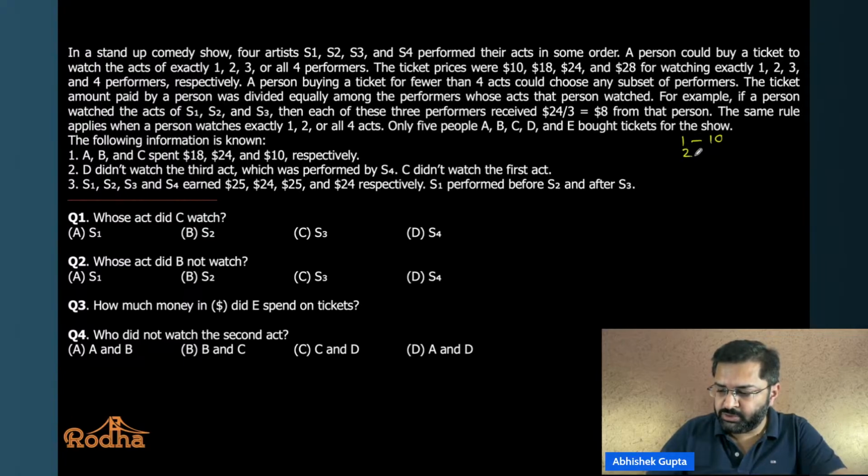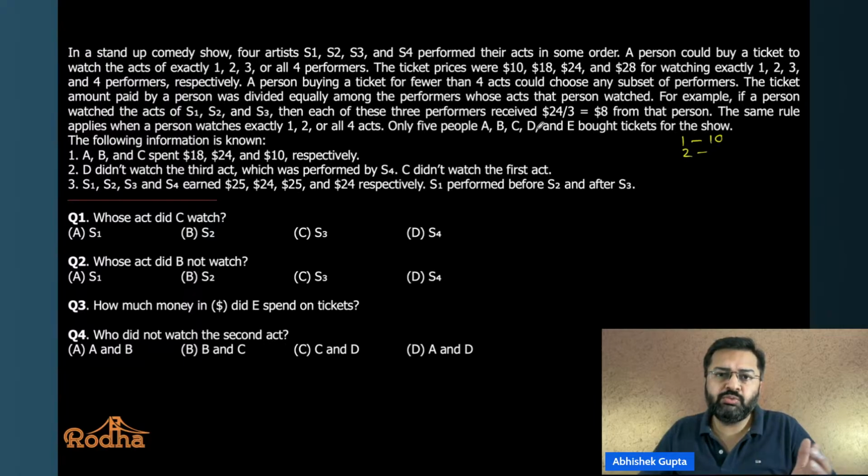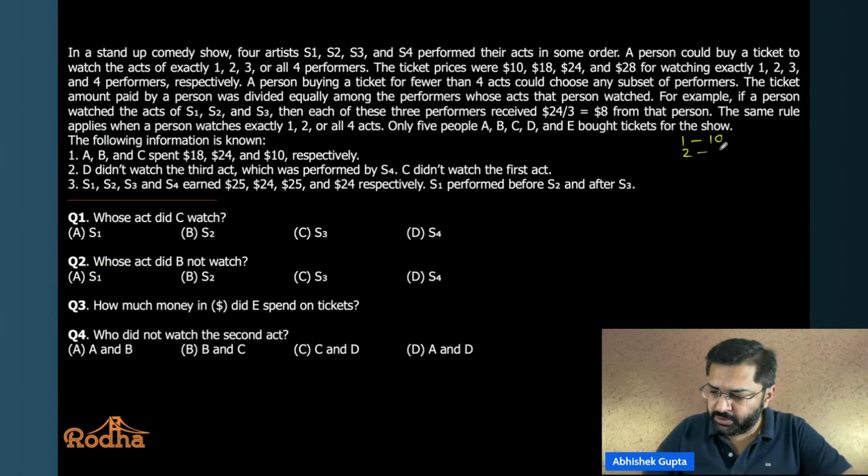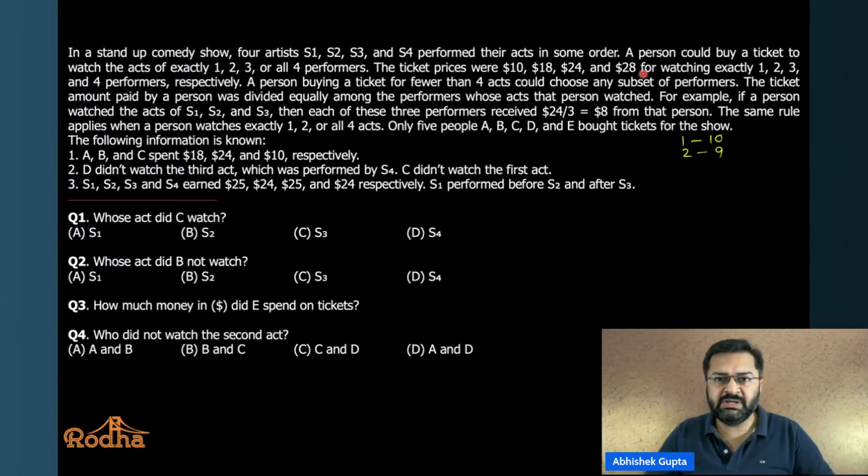$10. If it's two, how much would the person be paying? If you look at this part here, $18 for two acts. So 18 by 2 will be $9 per act. Likewise, if we continue, if you look at the next ones here, this is $24. If you want to watch three acts, 24 by 3 is 8. It means if somebody is interested in watching three acts, it would be $8 per act.